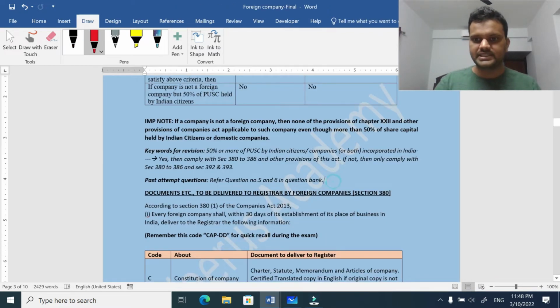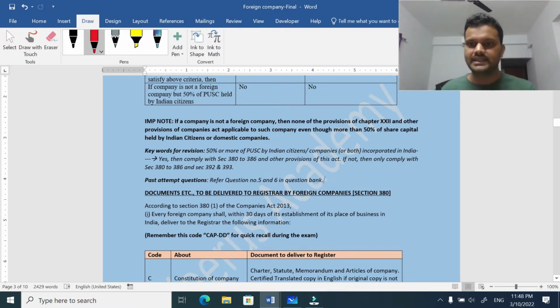This was about section 379. Now we are moving on to section 380: documents, etc. to be delivered to the registrar by foreign companies.